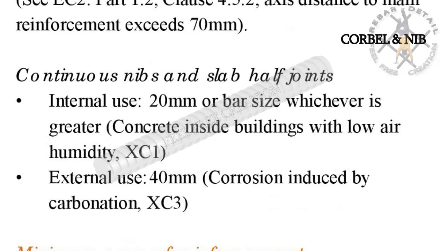Continuous nibs and slab half joints. Internal use, 20 mm or bar size, whichever is greater, concrete inside buildings with low air humidity, XC1. External use 40 mm, corrosion induced by carbonation, XC3.